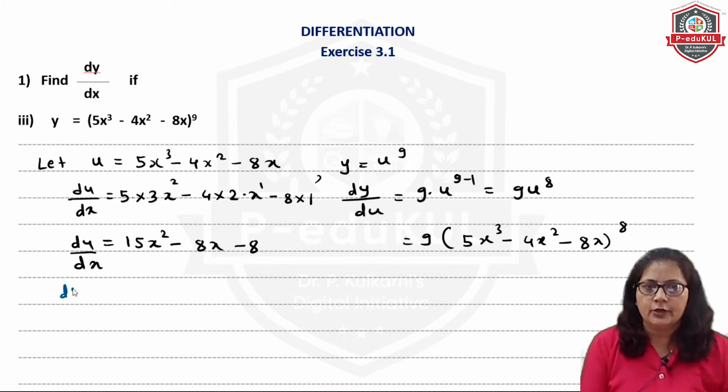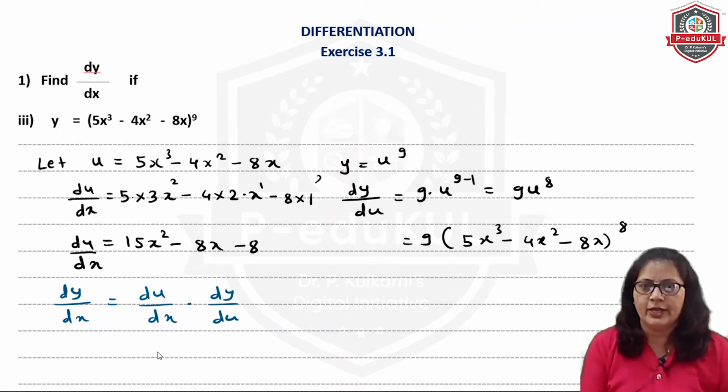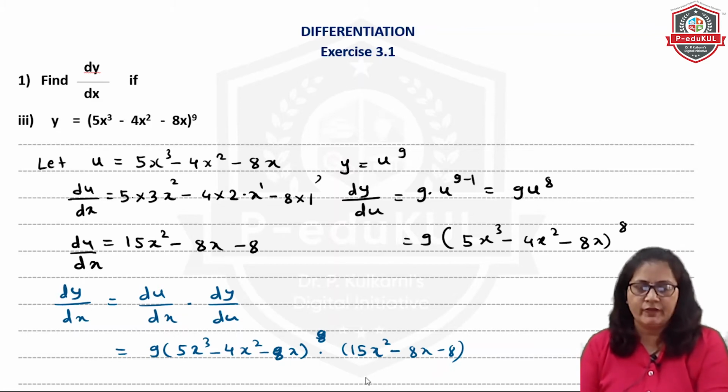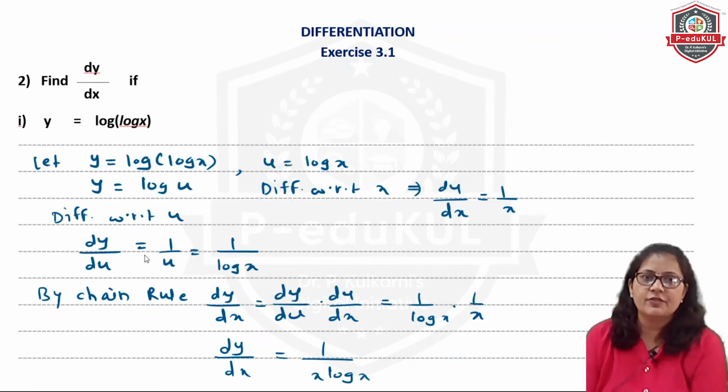And now I will calculate dy by dx is equal to dy by du into du by dx. Reverse is also okay. So first we will write this 9 into 5x cube minus 4x square minus 8x raised to 8 into this 15x square minus 8x minus 8. Now furthermore, you people are not going to solve it anything. You are going to keep the answer like this only. So this will be the answer of the third question. Okay. So we will start with the second question.